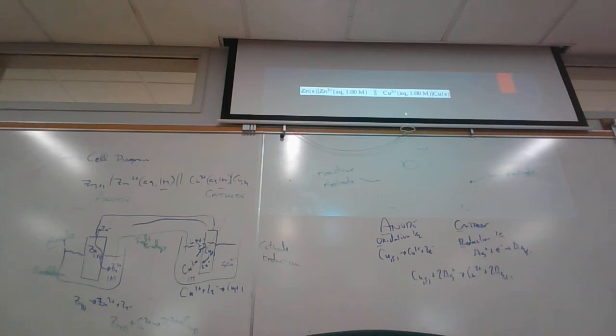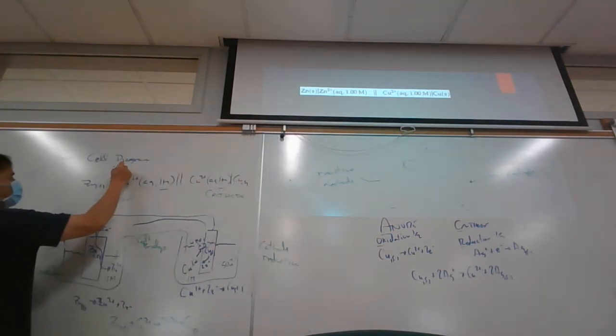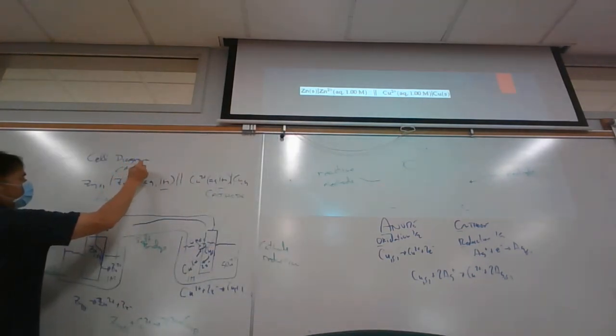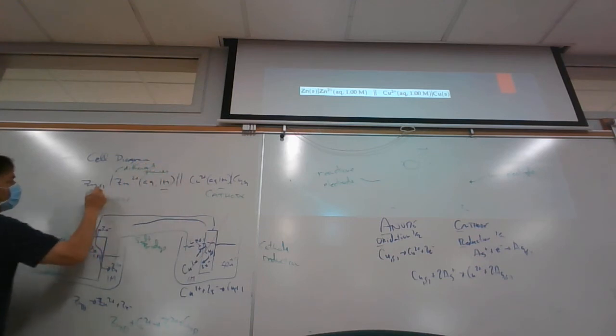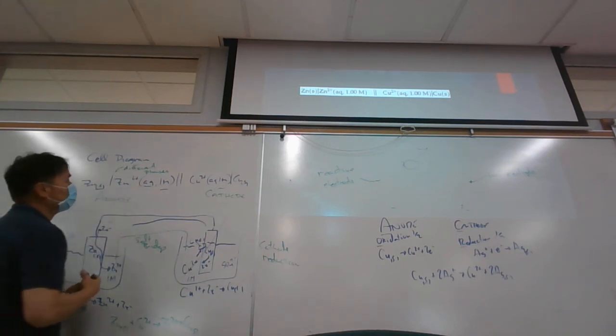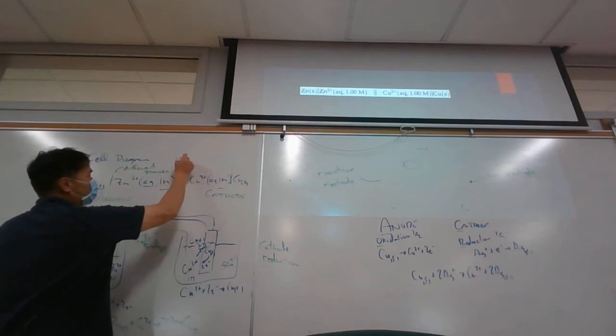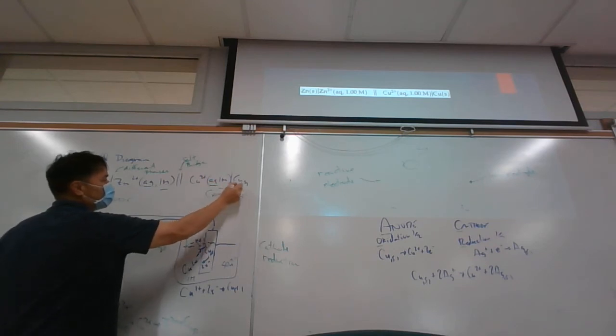So, what this solid line represents is different phases. So solid phase, aqueous phase, so different phases. What the double line here means is salt bridge. And the single line here are different phases, aqueous, solid.